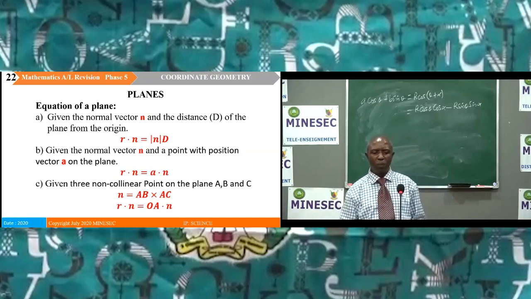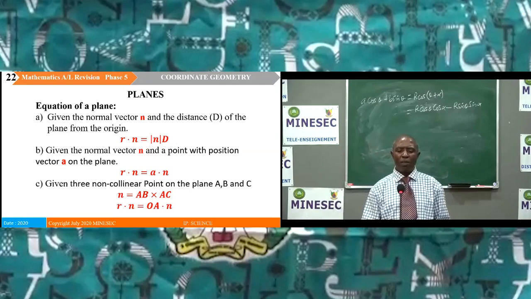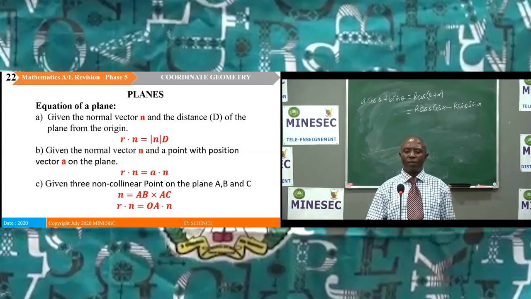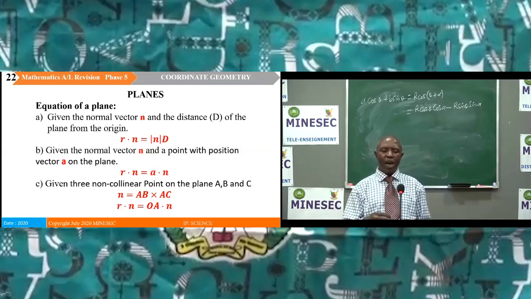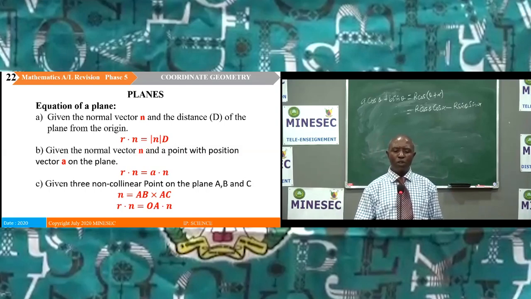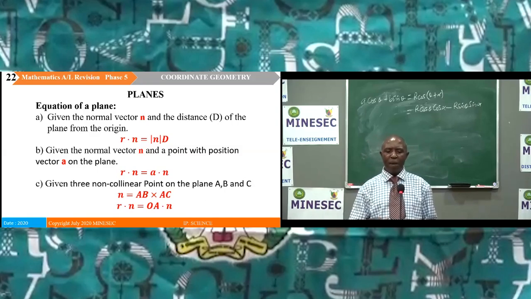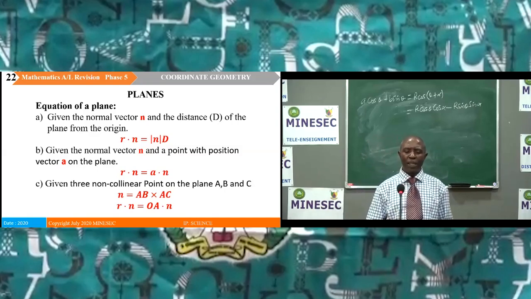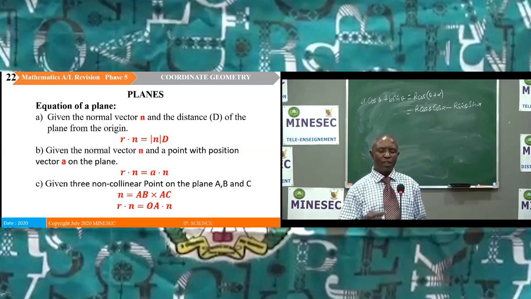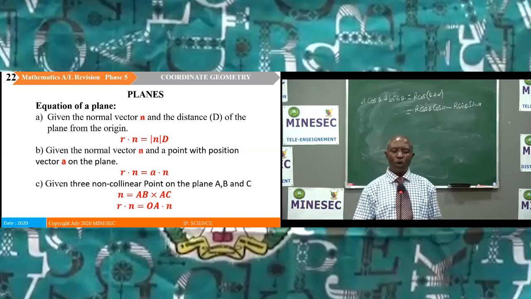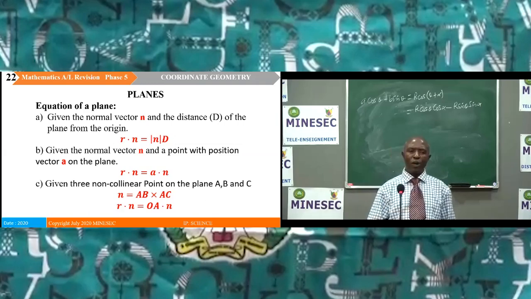Planes, equation of a plane. Given the normal vector n and the distance d of a plane from the origin, r dot the normal is equal to the magnitude of the normal multiplied by the distance of the plane from the origin. Given the normal vector n and a point with position vector a on the plane, then the equation of the plane is r dot the normal vector to the plane equal to the position vector a dot the normal vector to the plane.